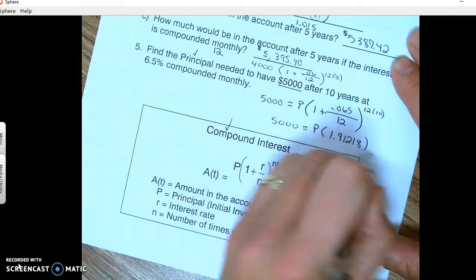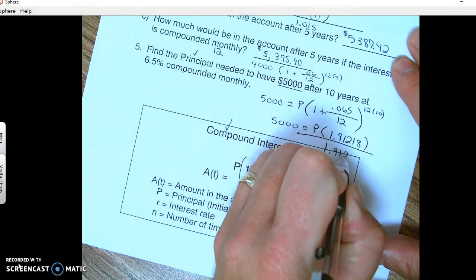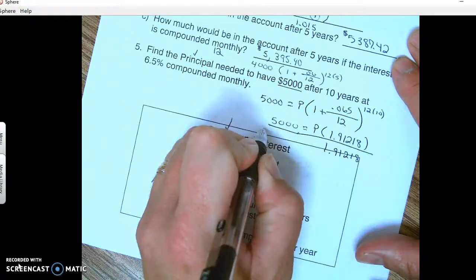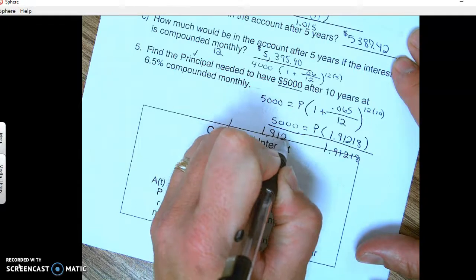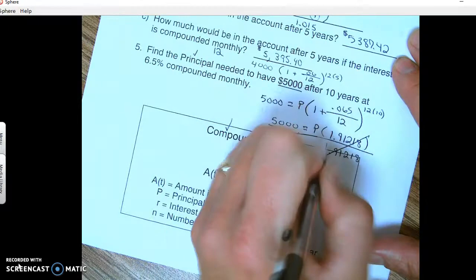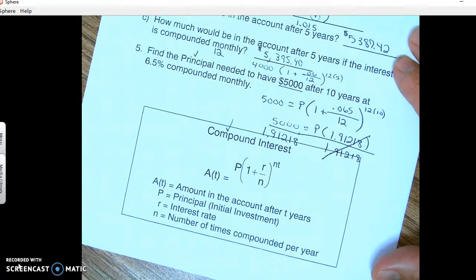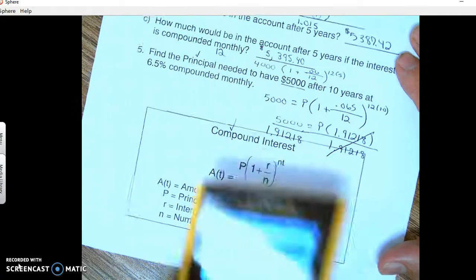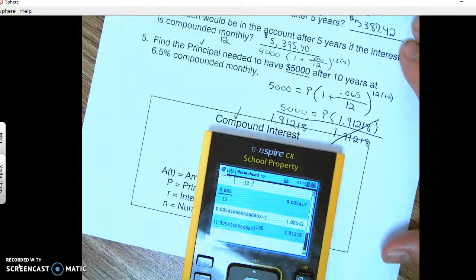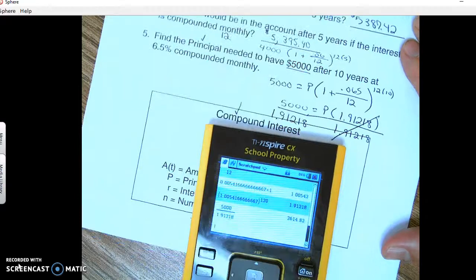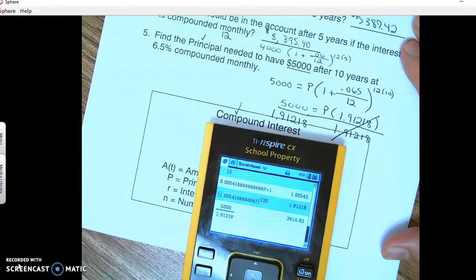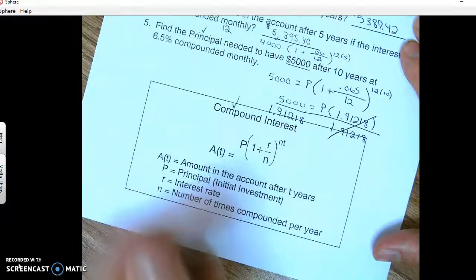Okay, so we have, and solving for P, we're going to divide by that decimal, and we want to use as many decimals as possible. Don't round, please. Do not round that to 2 or 1.9 for that matter. So we're going to have 5,000 divided by, so we need to invest $2,614.82 as our principal.